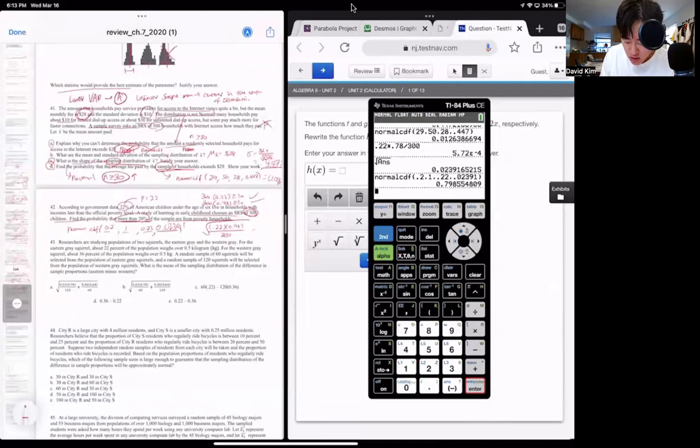So that comes to be about 79.85%. And that should be the correct answer for 42, I believe, as well. They say it's 0.7995, but in all honesty, it's the same as what we have because they rounded it up and we didn't.